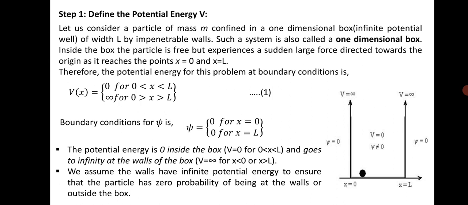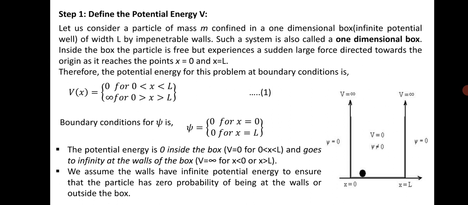So therefore the boundary conditions for the wave function are psi equal to 0 for x equal to 0, and psi equal to 0 for x equal to L. What is the meaning of this? The meaning of this is the particle can exist only within the box because at the boundaries, at the wall of the box, x equal to 0 and at x equal to L, the wave function becomes equal to 0.